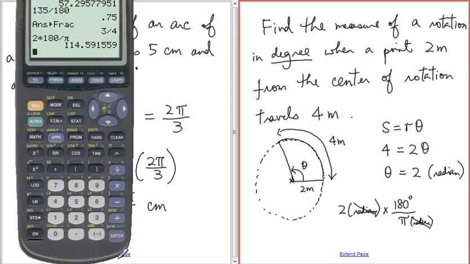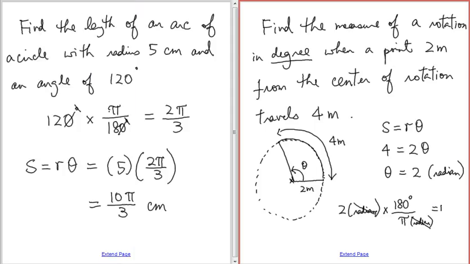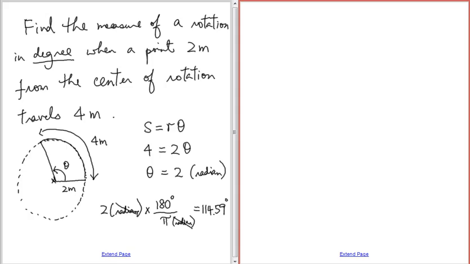114.59. All right. So that would be 114.59 degrees. Now, if the question did not say, that would become your choice, right? So you make an intellectual judgment. Should I give 1 decimal place or 2 decimal places?